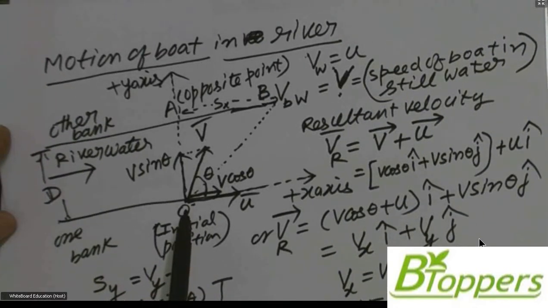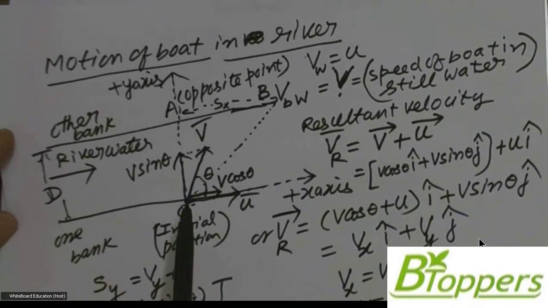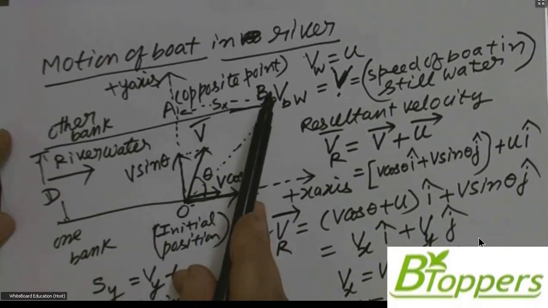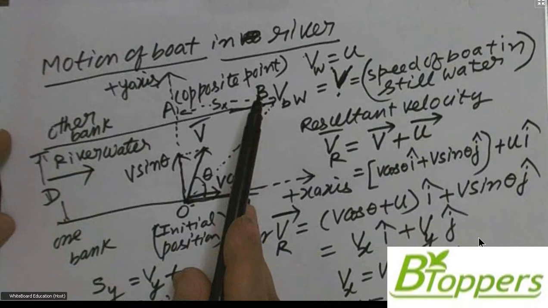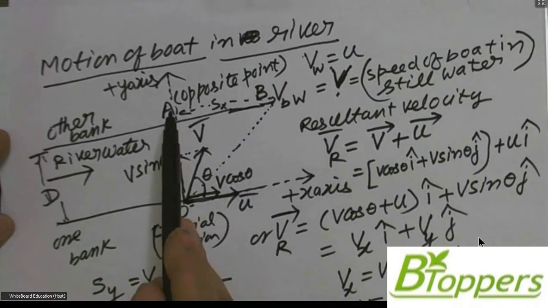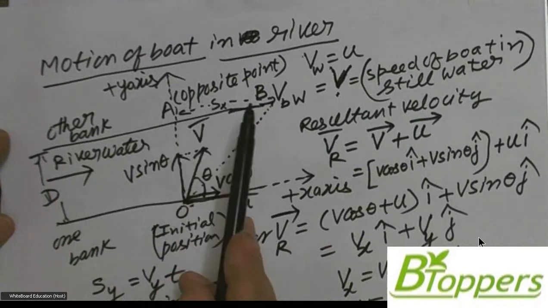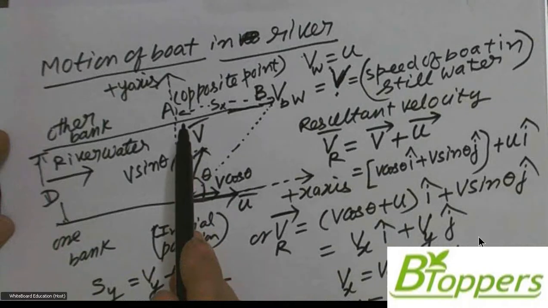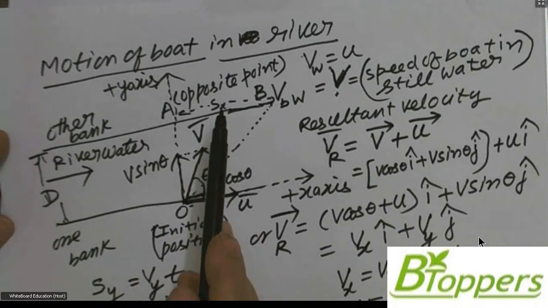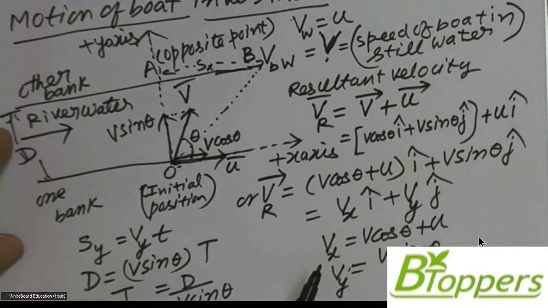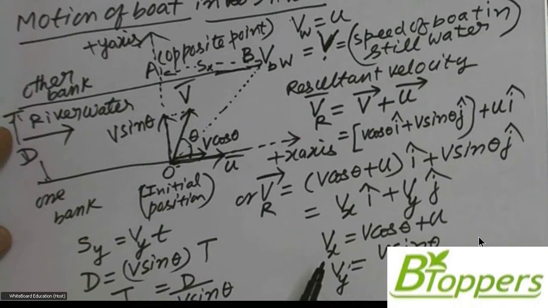here O is the initial position of the boat on one bank of the river from where it started moving. A is the exact opposite point on the other bank. B is the final position of the boat when it just crosses the river and reaches the other bank. The distance between the two position points A and B down the river on the other bank is called drift. That is nothing but equal to the x component displacement. This x component displacement can be written as x component of velocity into time interval.